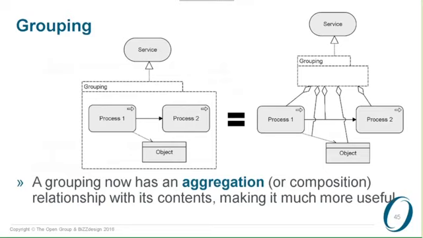And next to aggregating stuff inside the group, you can also relate things to a group. So you can draw relationships to and from the group, and there's an actual meaning to that. That's explained in the standard as well. So there's an actual meaning to this realization relationship. These things inside the group together realize this service.